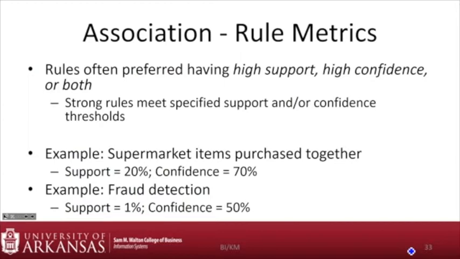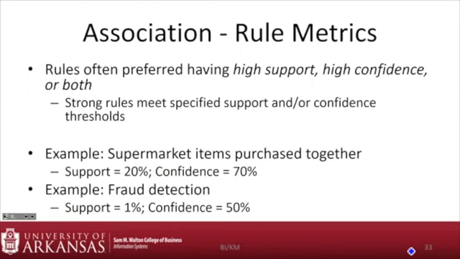Now the confidence here, we want that to be at a higher level. So it may not happen a lot, right? 20%, it's not happening a lot in our data set. But when it does happen, if they do buy X and they're going to buy Y, and we're 70% confident about that happening, then we've got a higher confidence.